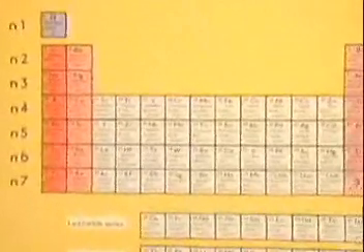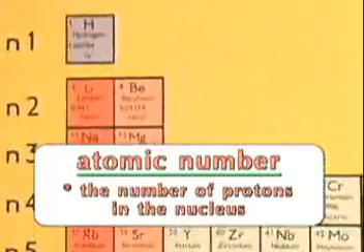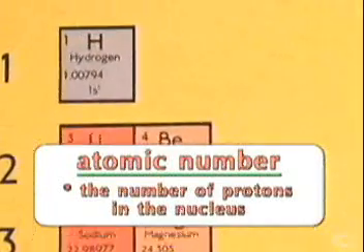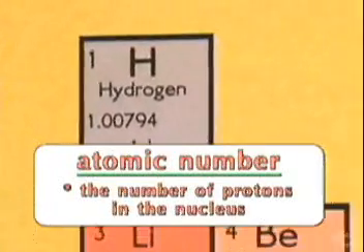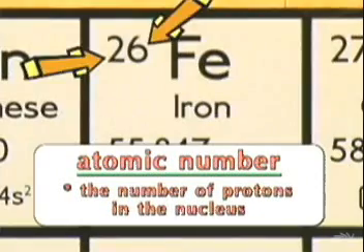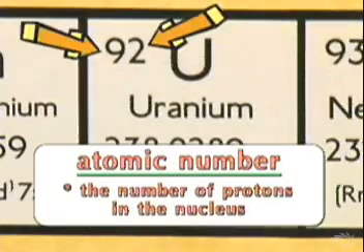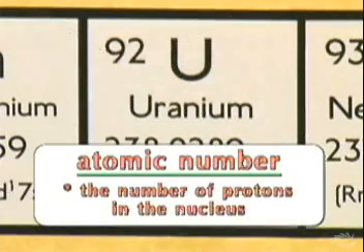Every element has an atomic number, which is the number of protons that are found in the nucleus of the atom. Hydrogen has the atomic number of 1 and only has 1 proton. Iron is 26 and has 26 protons. Gold is 79 and uranium has the atomic number 92.